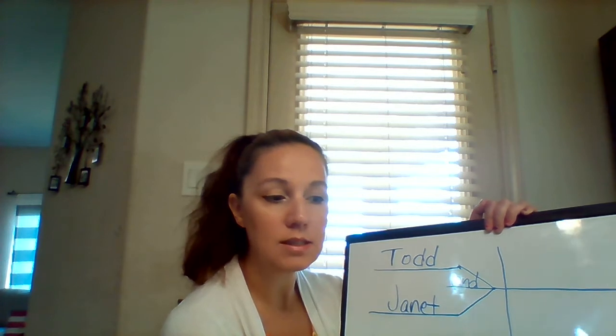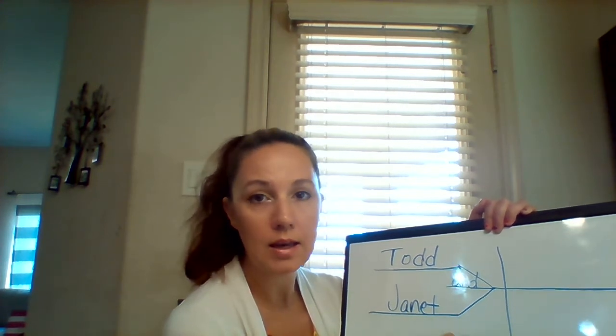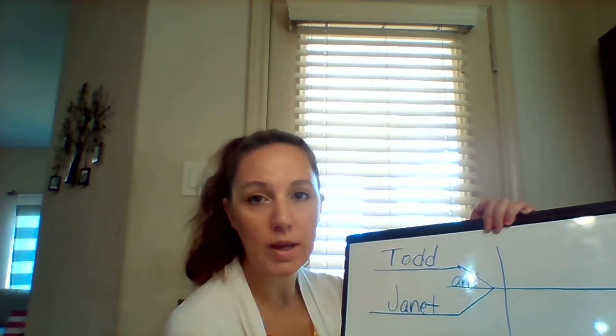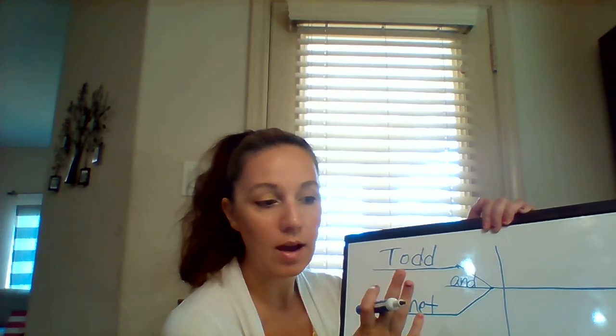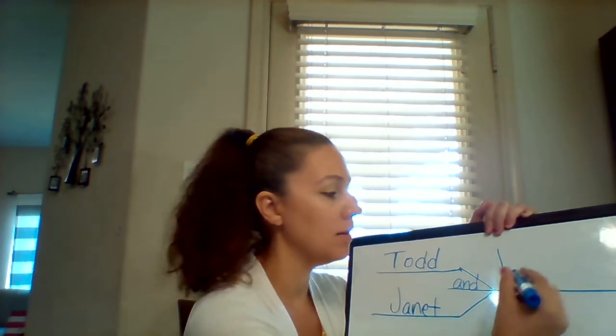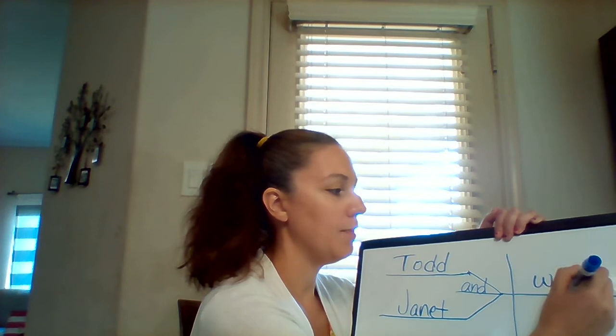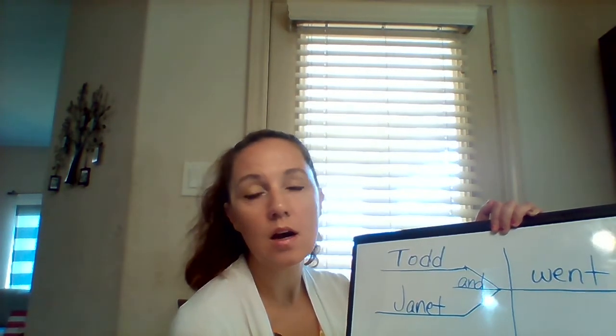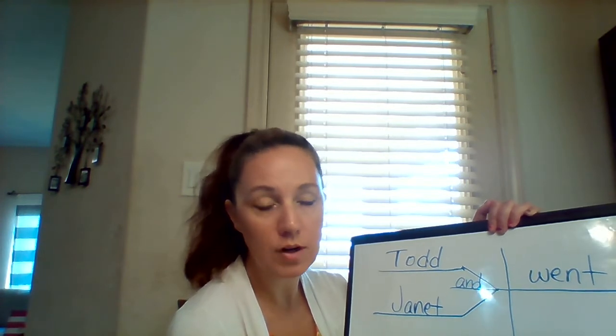The rest of the sentence is went to camp in July. So your predicate is went. Okay? That's really the simplest part of the sentence. Todd and Janet went. That's your predicate. To camp and in July are both prepositional phrases.